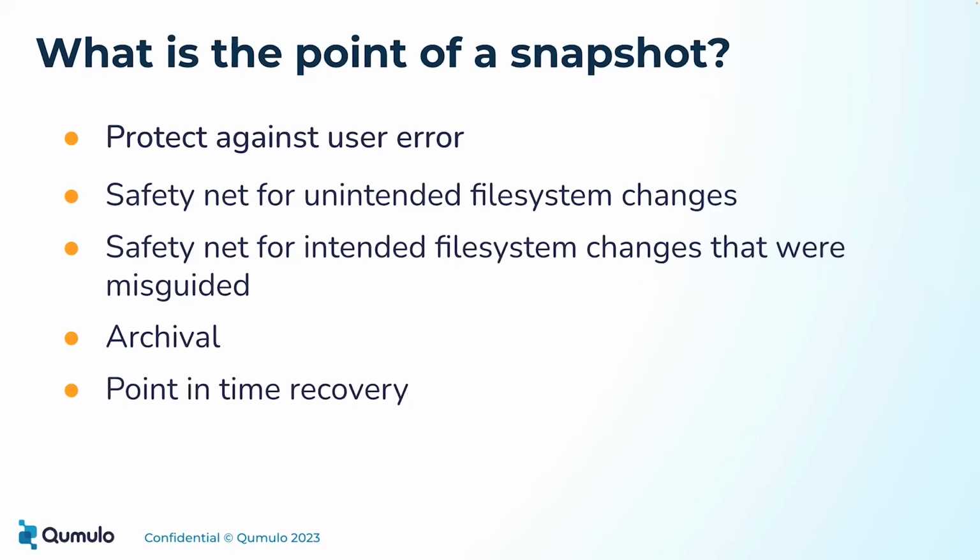It's a safety net for intended file system changes that were misguided. Perhaps you made a bunch of changes or moved a bunch of stuff around you didn't intend to, where snapshots can help you get that data back in the original state. Snapshots can be used for archival, so you have a copy of what the data looked like at some time when you can revert, particularly useful if you want to restore a project back for one of your end users. And again, it's a point-in-time recovery. You can go back however many days, however many hours or minutes, and get your data back the way it used to look.